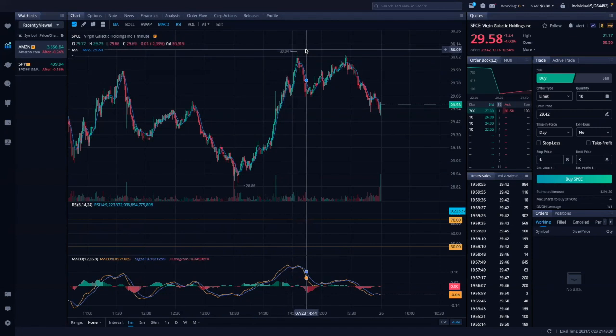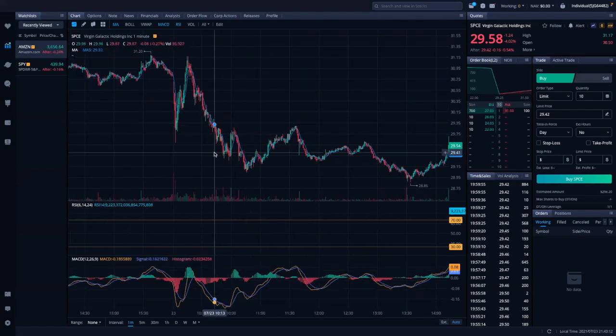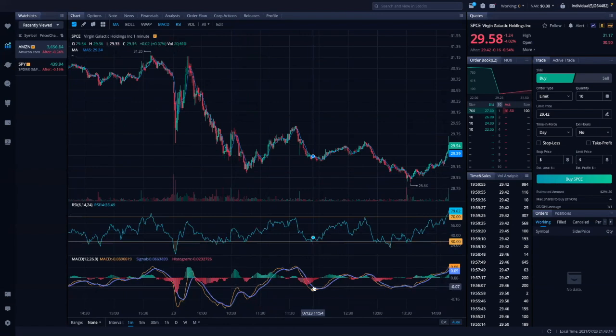So that's why I always say, don't just blindly buy into a stock when you get an alert. There you go, my RSI is back. It's like there's a ghost in my computer.